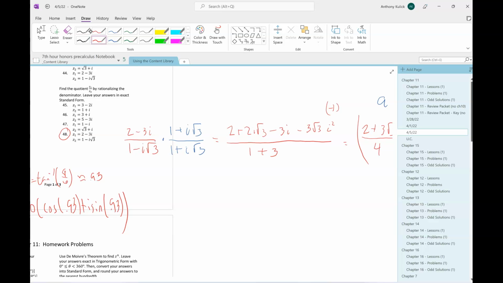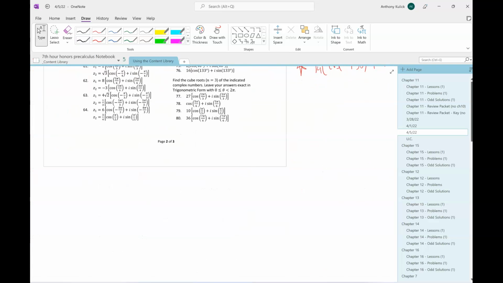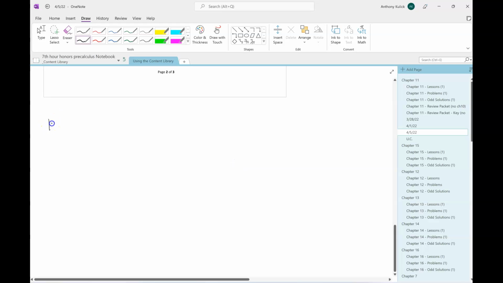Anybody else? Okay. Today, let's get her done. The last section in chapter 11 is section 3. Here we're going to be talking about powers and roots of complex numbers.